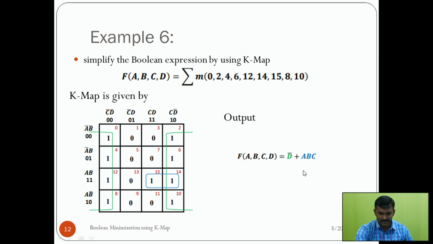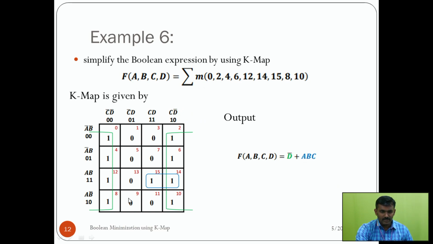Okay, D bar plus. What about this pair? This pair belongs to the third row. So third row is A B. Okay. Then it is covering 2 columns. One is the third and another one is the fourth. Okay. In which C is common. What about D? D is different for both columns. Right. Therefore, I am taking only C alone.